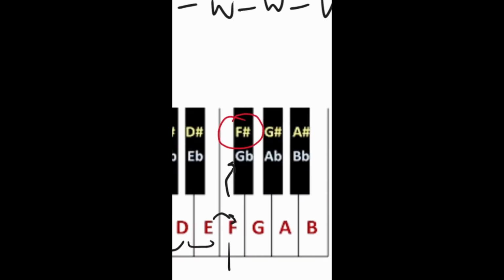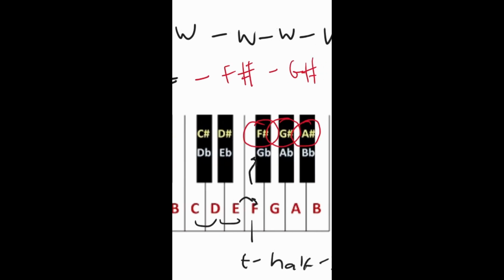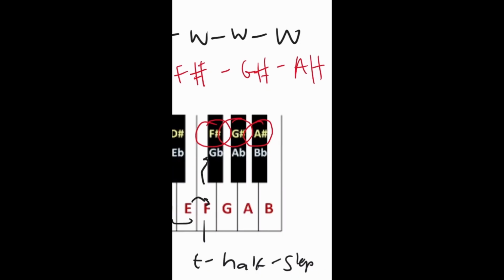This is the same concept for G sharp, A sharp, and so the C whole tone scale is C, D, E, F sharp, G sharp, A sharp. Here's how it sounds.